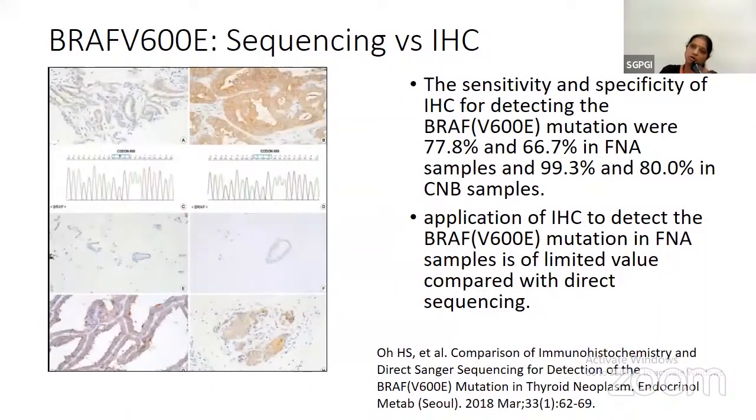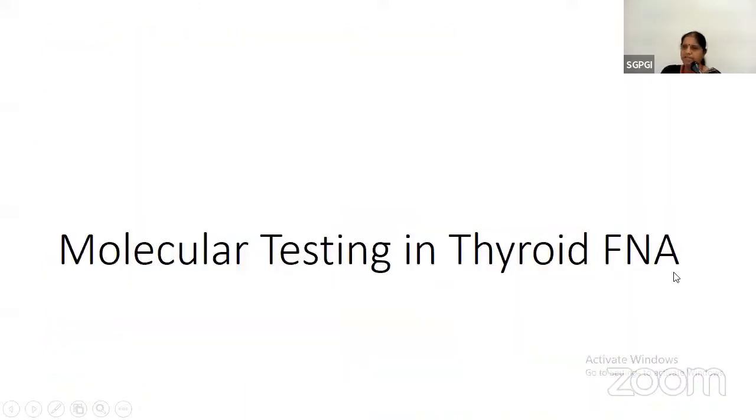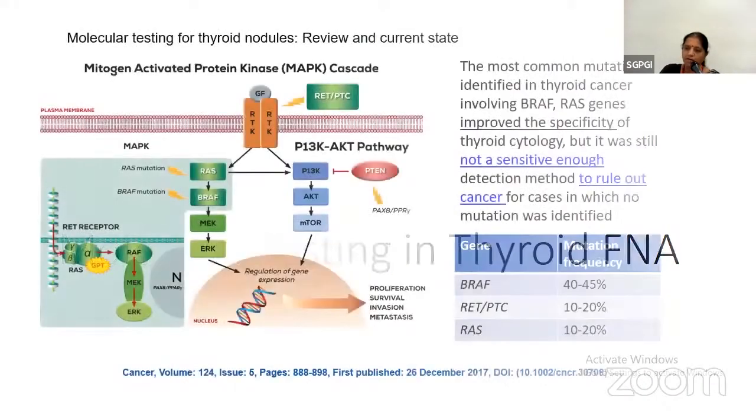But when it comes to cytological specimens, this is one study. We haven't done an actual detailed study. Sometimes we have used it, but it can have problems. In this particular study, they found that the sensitivity of this IHC for this mutation was only 77%, and specificity was also low as compared to a higher sensitivity in histology samples. So in FNA samples, it's of limited value compared to molecular testing. But again, that's probably not the last word. That's one study. So with this, I'll spend the next few minutes on molecular testing in thyroid FNA.